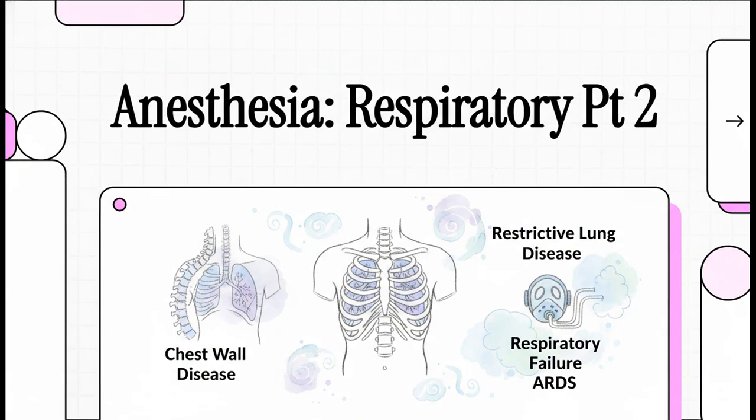Hello and welcome back. Right then, let's get stuck into part 2 of our deep dive into anesthesia for patients with respiratory disease. In this session, we're really getting into the sharp end of things, tackling some of the most complex and challenging scenarios we face: restrictive lung disease, problems with the chest wall itself, and then moving into the critical care world of acute respiratory failure and ARDS.